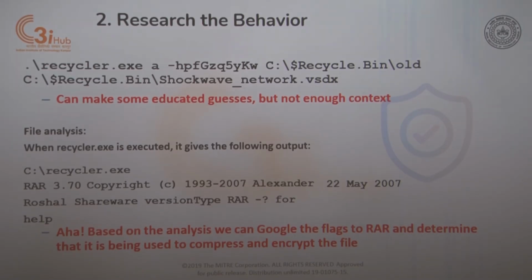It is actually the RAR binary, right? RAR is for compression and encryption of files, right? So somebody, for defense evasion, has renamed this executable to avoid suspicion, right? So you figure out, based on the analysis, now we can Google the flags for RAR, not for recycler. These flags are for the RAR, and determine that it is being used to compress and encrypt the file. So whatever this input file here is, it is being compressed and encrypted.